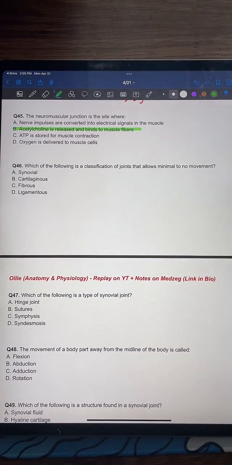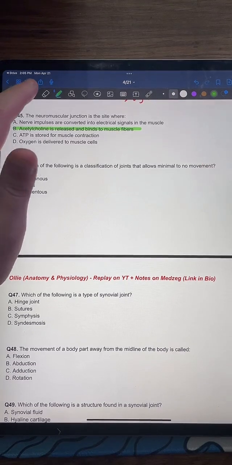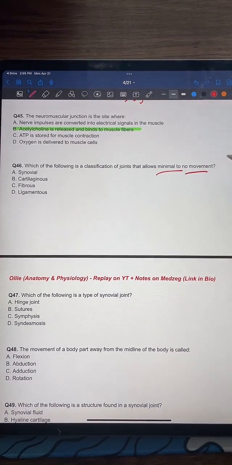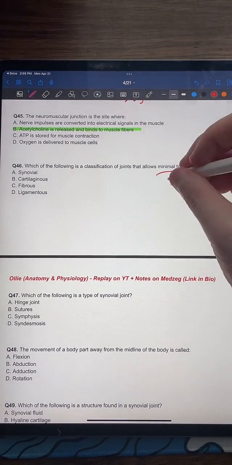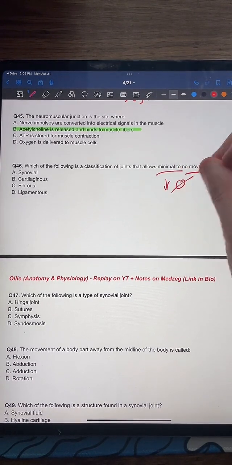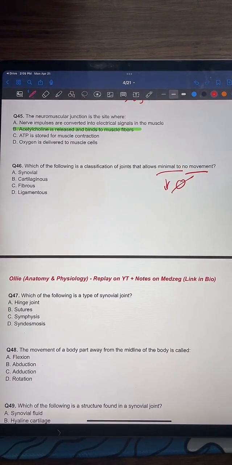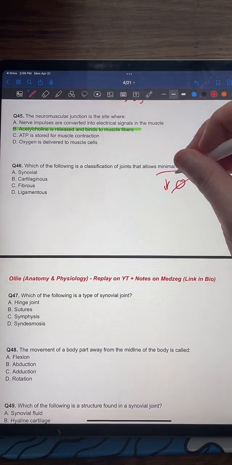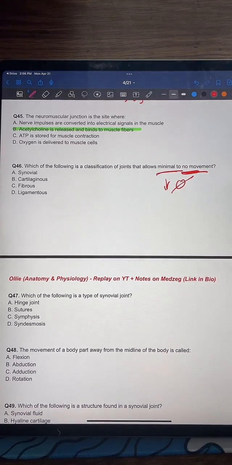Number 46, which of the following is a classification of joints that allow minimal to no movement? So very little or none at all. We are on number 46. Again, remember, minimal to no movement at all.